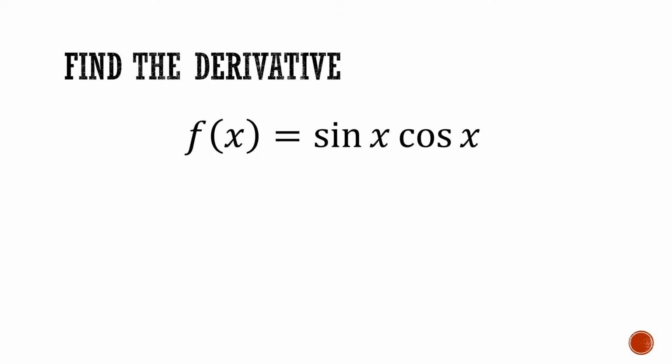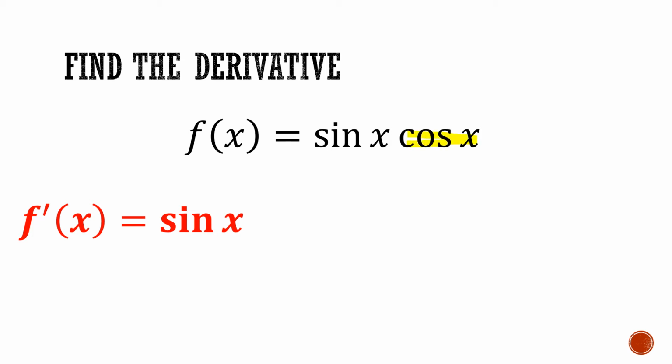So let's look at some examples. The first example we have is f of x equals sine x times cosine x. We definitely have to use the product rule because I'm multiplying. So using the product rule, I'm going to rewrite it as f prime of x equals first, which is sine x, times the derivative of the second.